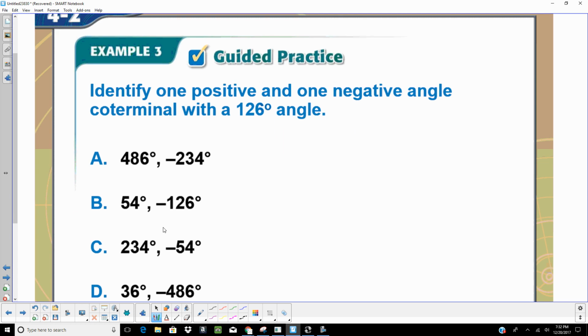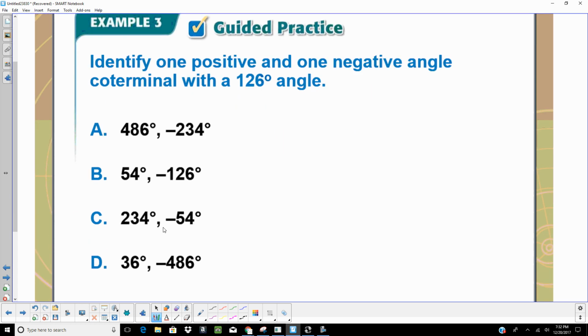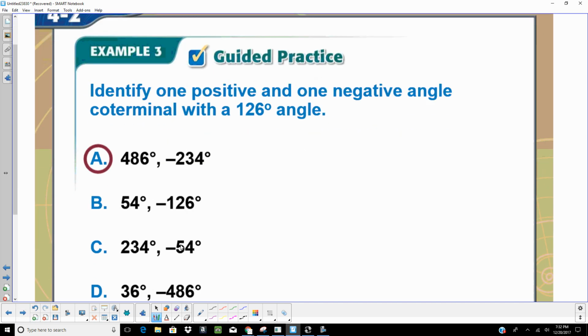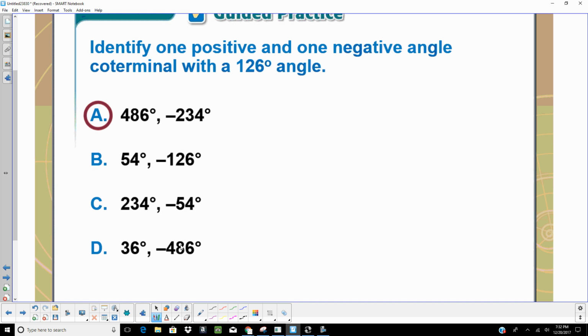All right, go ahead, hit pause, try this one on your own. If you hit A, you did it correctly. You take 126 plus 360, and that'll give you the 486. 126 minus 360, that'll give you the negative 234.